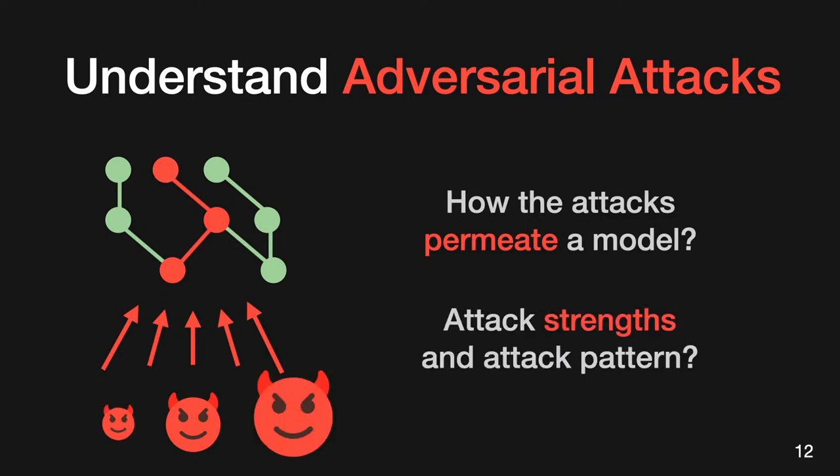Also, for a better understanding about adversary attacks, it would be worthwhile to examine if and how an attack strength changes how the model produces incorrect predictions. For example, it would be useful to know if a stronger attack exploits the same neurons as a weaker attack does, or if those sets are completely different.